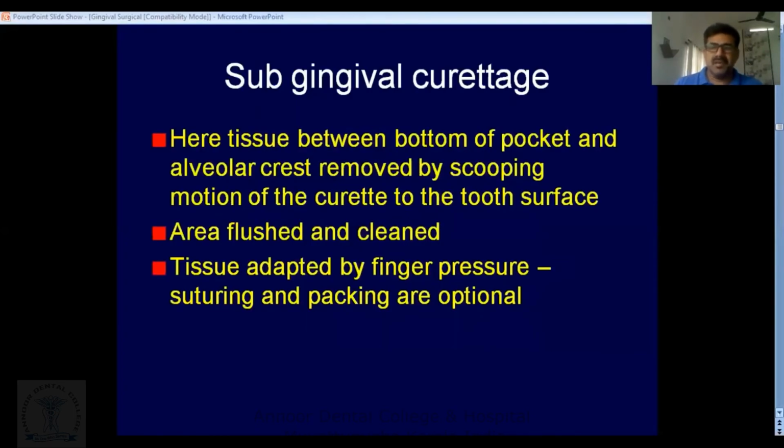Now, subgingival curettage. The only difference is that you have to extend it a little further down, almost to the alveolar bone. But the procedure is the same. You just take a horizontal motion, remove that tissue, then clean that area well. You may find some more remnants of calculus on the root surface. Again, root plane that area, flush that area with saline, and then digitally press that area with your finger. And if you feel that the tissues are spread or not coming in close approximation to the root surface, probably you can do suturing. Suturing and pack are optional here. You don't have to do it in all cases. So that is the basic procedure for doing a curettage.